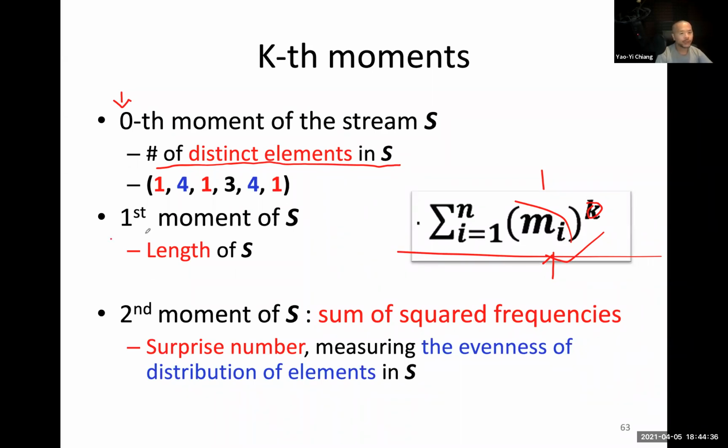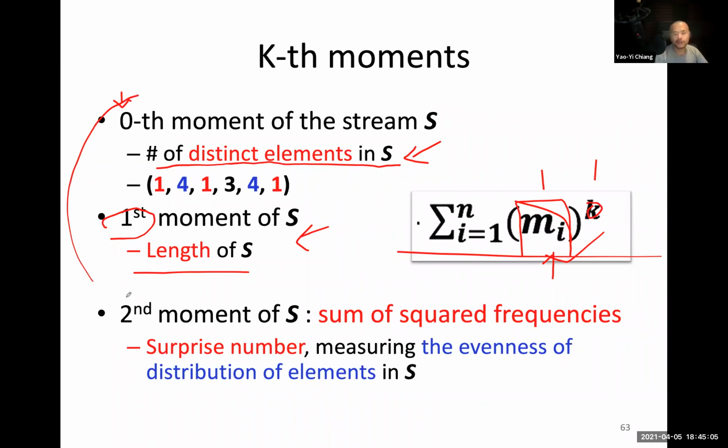What would be when you have the first moment, when k equals 1? That means you are adding up all the occurrences of every element together, and that will be the length of your data stream. So cool. This is nice, but length we can calculate in some other way, and it doesn't sound very exciting.